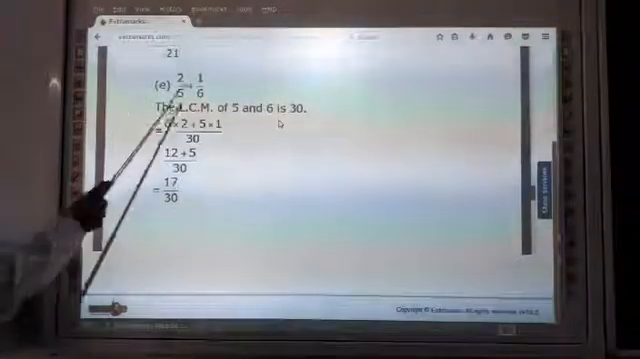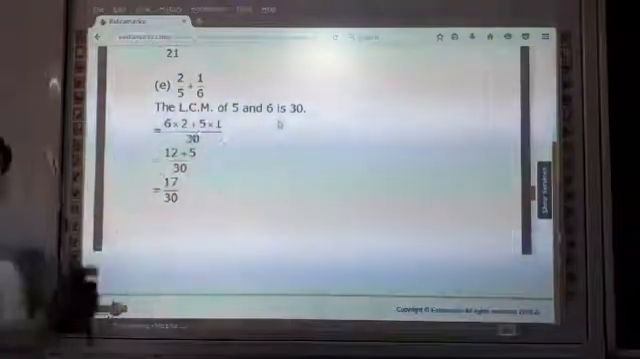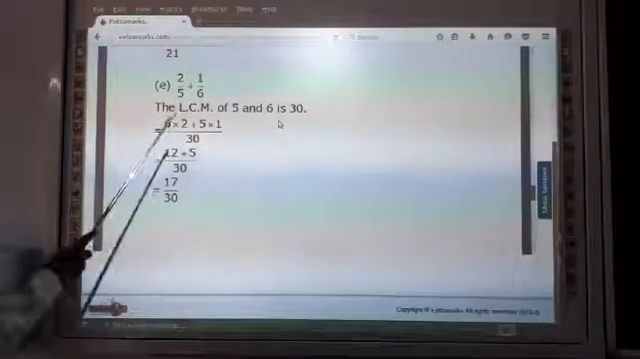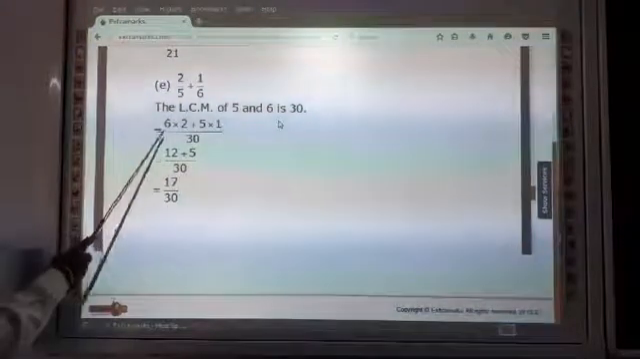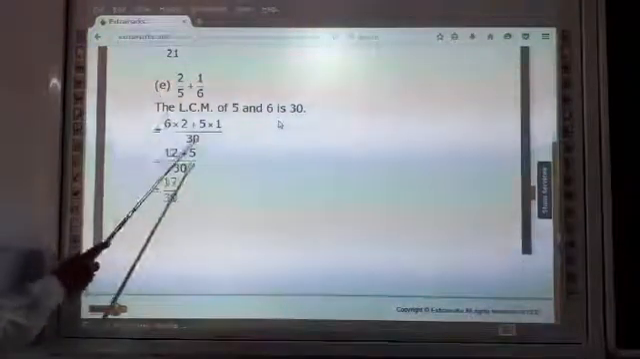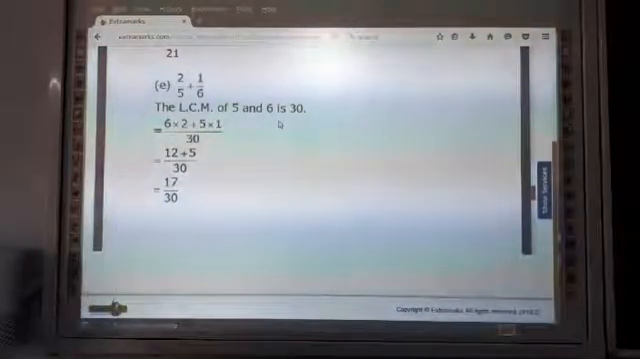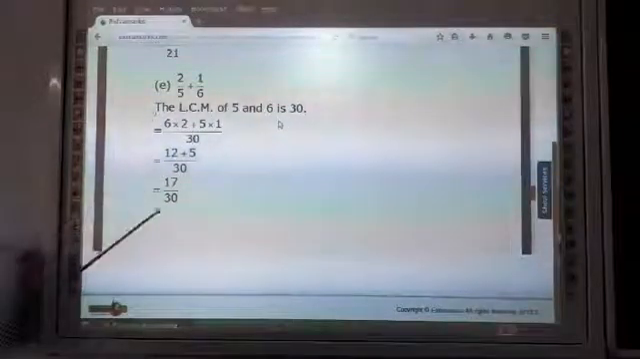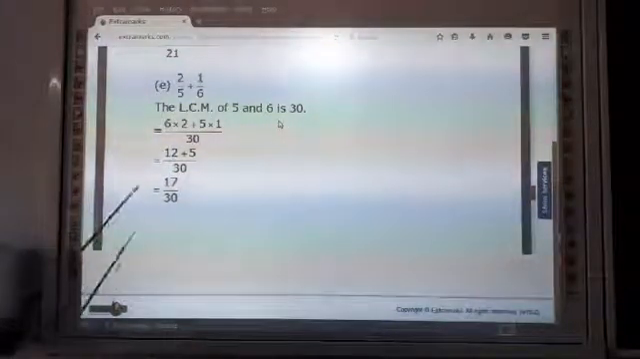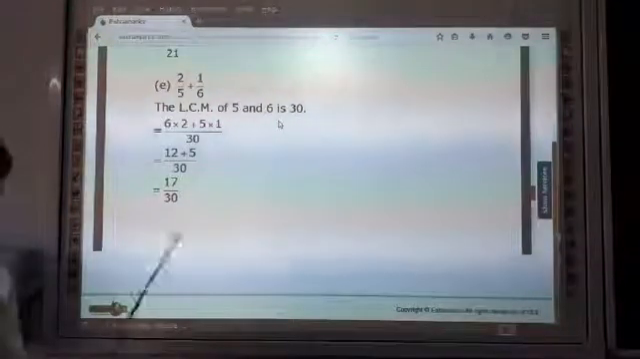2 upon 5 plus 1 upon 6. The LCM of 5 and 6 is 30. 5 sixes are 30. 6 multiplied by 2, plus 6 fives are 30. 5 ones are 5. 6 twos are 12 plus 5 upon 30. 12 plus 5 is equal to 17 upon 30. Okay, student? Write down the question.